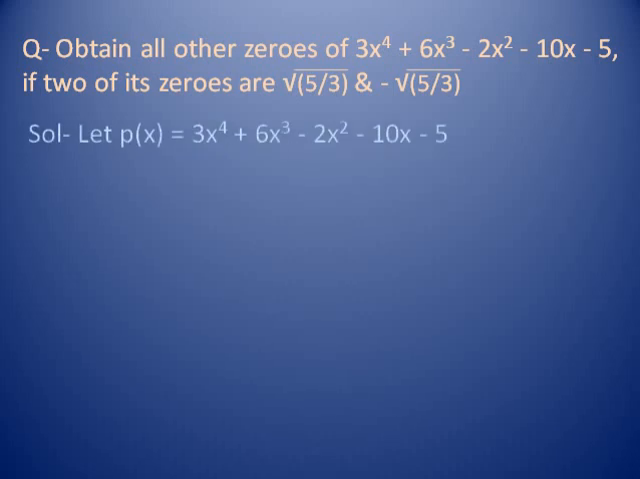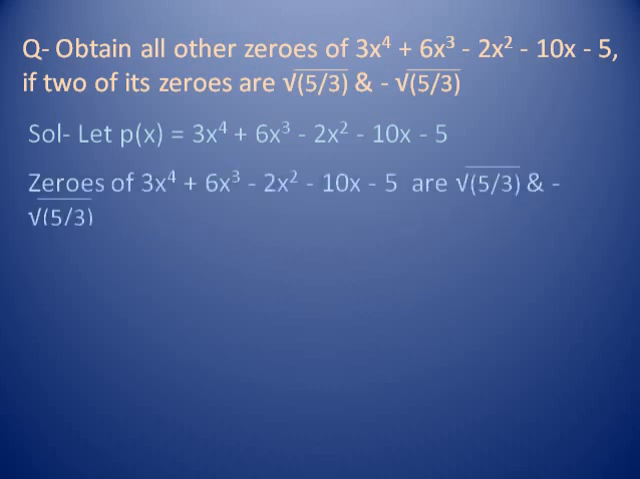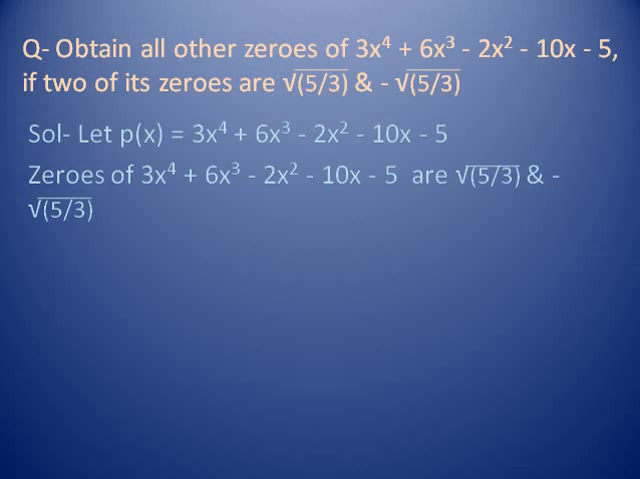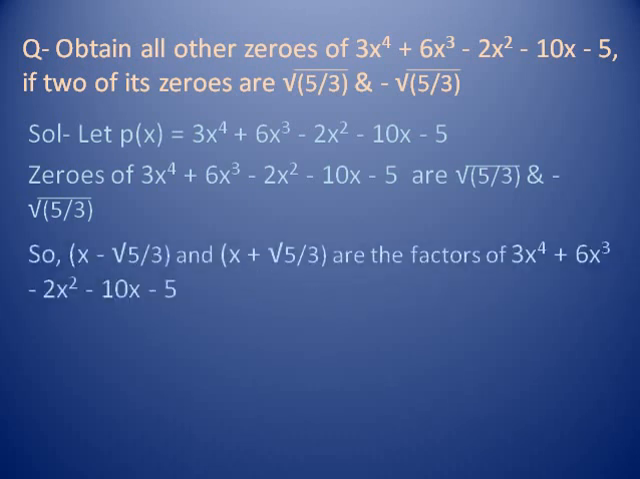Let p(x) equal 3x to the power 4 plus 6x cubed minus 2x square minus 10x minus 5. Zeros of this polynomial are square root 5 by 3 and minus square root 5 by 3. So x minus square root 5 by 3 and x plus square root 5 by 3 are the factors of this polynomial. As we know, since square root 5 by 3 and minus square root 5 by 3 are the zeros, x minus square root 5 by 3 and x plus square root 5 by 3 will be the factors of this polynomial.